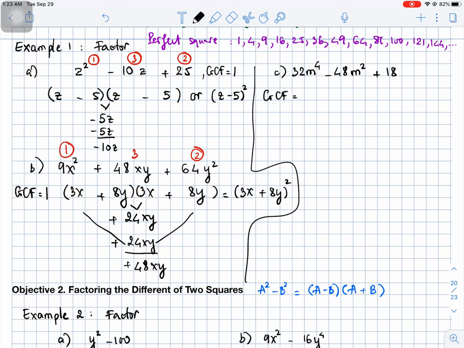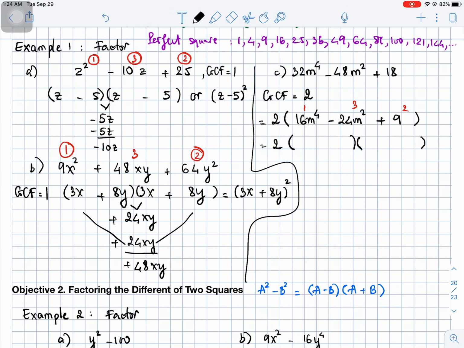Problem C. You notice that the greatest common factor for problem C is 2. So we need to factor out the 2, because 2 goes into 32 sixteen times, and 2 goes into 48 twenty-four times, and 2 goes into 18 nine times. And again, you notice that 16 and 9 are perfect square numbers. So we will carry the 2 down.